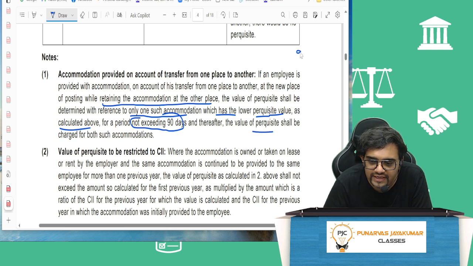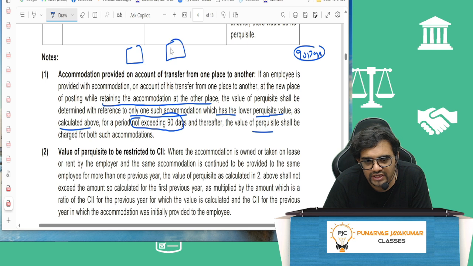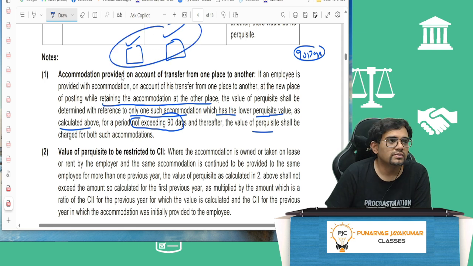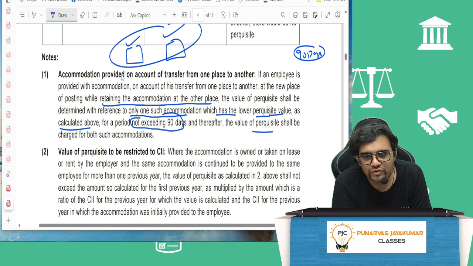So guys, for 90 days, you compute the perquisite in Bangalore, you compute the perquisite in Chennai, whichever is lower you take for 90 days only. After 90 days, nothing doing, both you should take as a perquisite. That is what they have told.